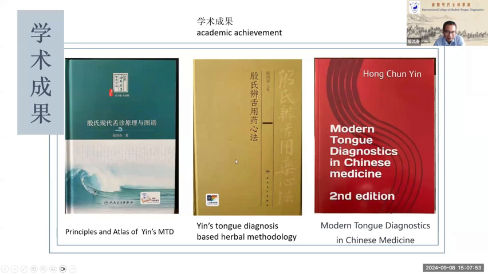This book, you can read even if you don't understand Chinese. Just use Google Translate on your phone, you can read it easily. And the same as this book. But both of these Chinese edition books, you need to buy from China. You can buy from Taobao.